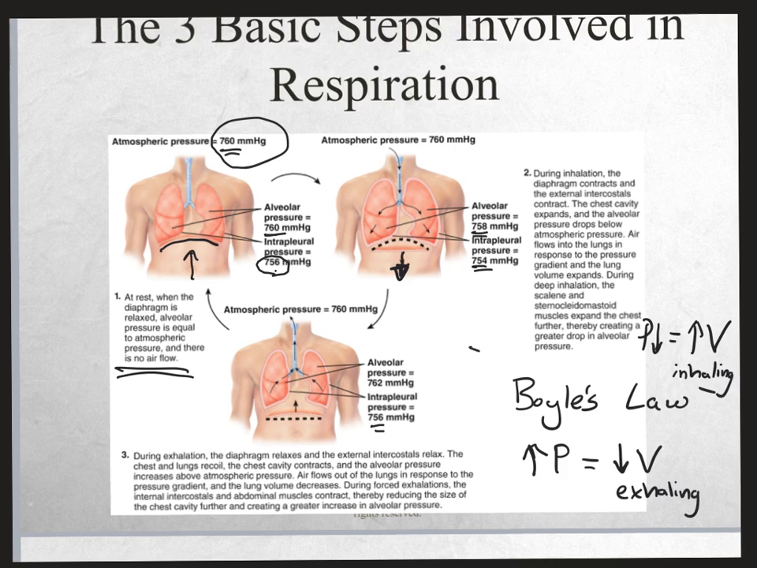So if we go back to this area here, and we say, well, pressure went down, that means volume is going up. So we look right here, volume is going up. Air is going to rush from an area of high pressure to low pressure, 758. So that gives us inhalation. Okay, but this is quiet breathing, also known as eupnea. This is not during a forced inspiration.